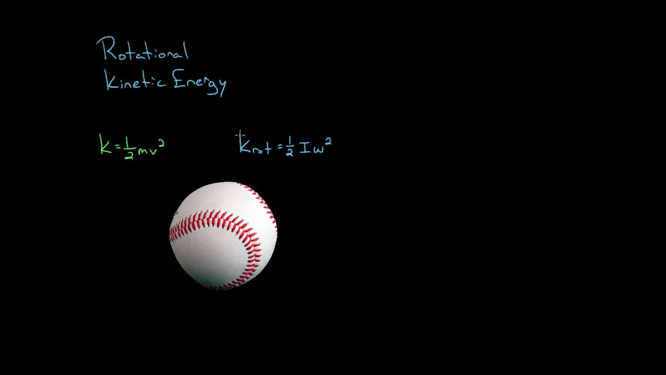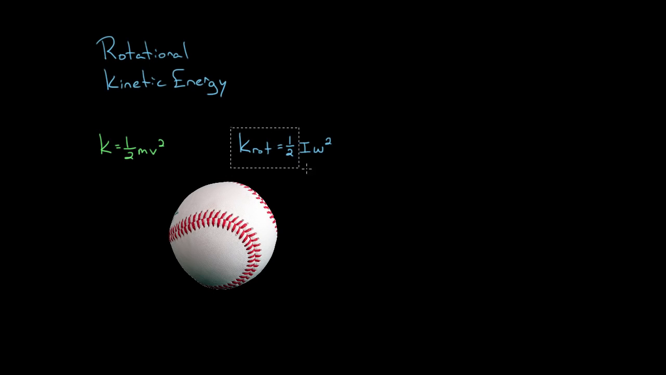It's not really a derivation, you're just kind of guessing educatedly, but you can often get the formula for the rotational analog of some linear formula by just substituting the rotational analog for each of the variables. So if I replace mass with rotational mass, I get the moment of inertia. If I replace speed with rotational speed, I get the angular speed, and this is the correct formula.